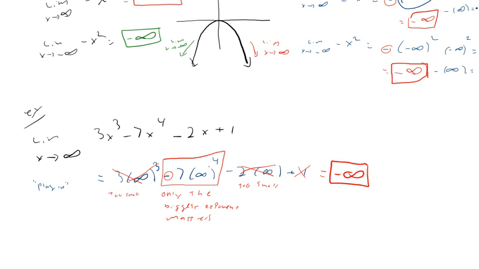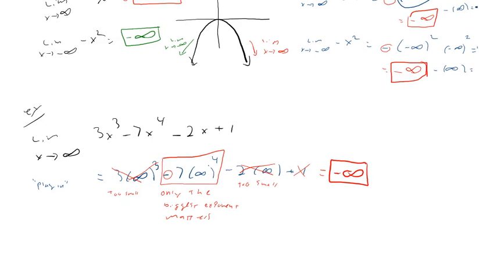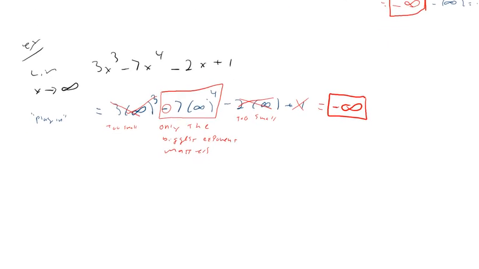So only the biggest exponent matters. You can ignore everything else. It really simplifies your problem. And because it was -7 infinity to the 4th power, that means our infinity is going to be negative. All right, let's try one more.